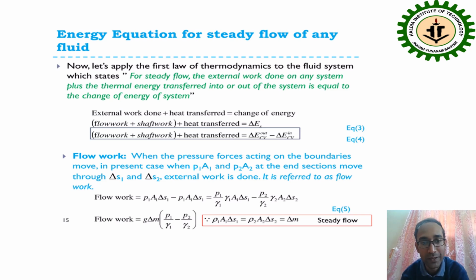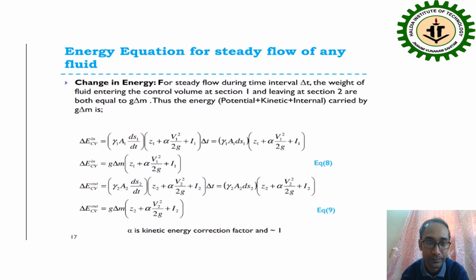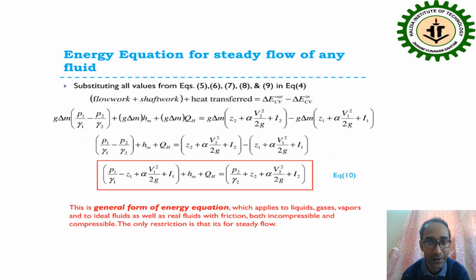The flow work is done when the pressure forces acting on the boundaries move. In the present case, P1, A1 and P2, A2, the end sections move through del S1 and del S2, and external work is done. It is referred to as flow work. Shaft work is the weight energy by time. And the heat transferred from external sources into the fluid system over the time interval del T is the heat transfer, as shown in the slides. And these are the equations of change of energy.